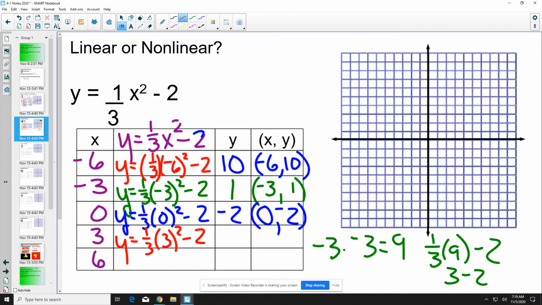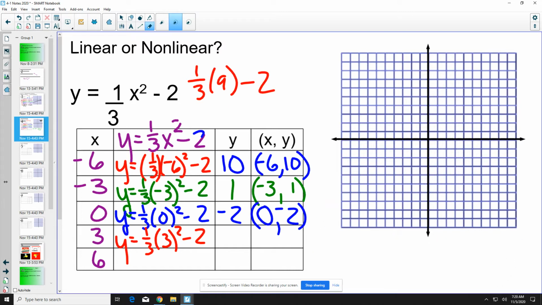Remember, you want to do your exponents first, so you want to do 3 times 3. 3 times 3 is 9. We're doing 1/3 of 9 minus 2. 1/3 of 9 is taking 9 and dividing by 3. 9 divided by 3 is 3. Take away 2. 3 take away 2 is 1. So this point would be 3, 1. My x value is 3, my y value is 1.